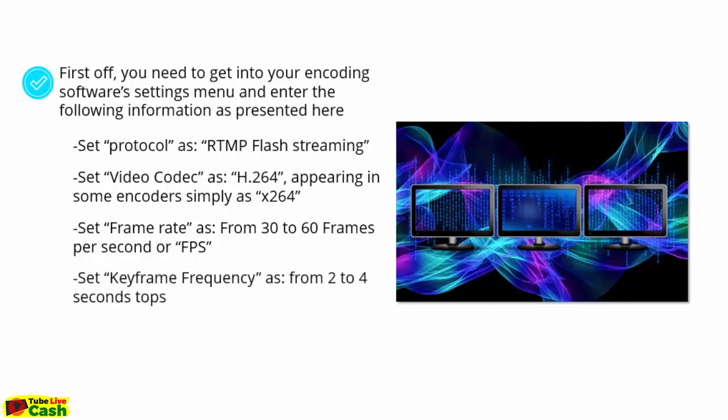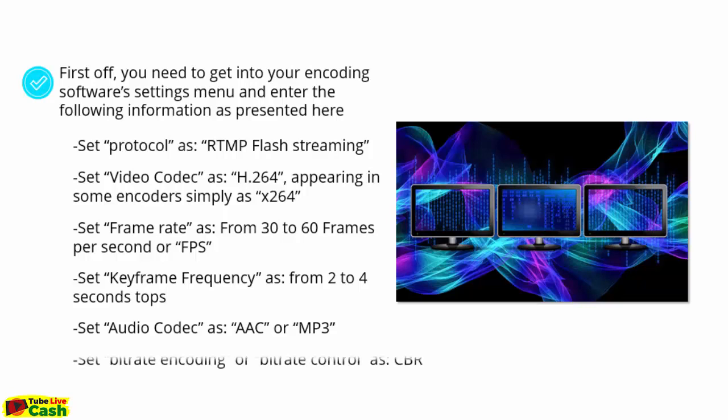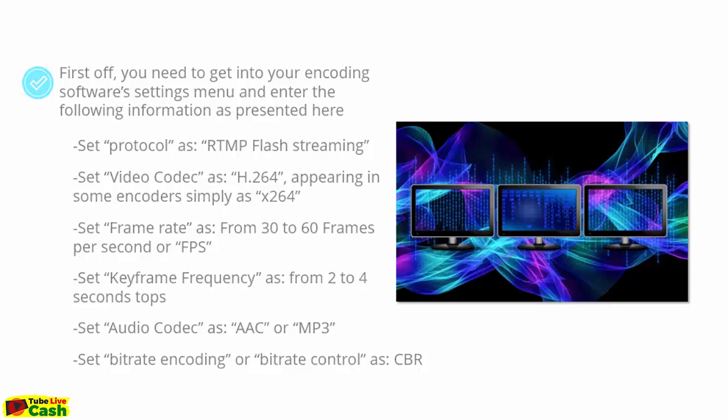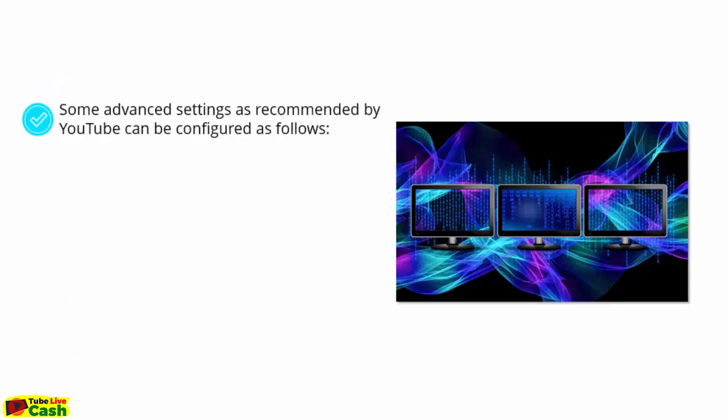Set keyframe frequency as from 2 to 4 seconds tops. Set audio codec as AAC or MP3. Set bitrate encoding or bitrate control as CBR. Some advanced settings as recommended by YouTube can be configured as follows.